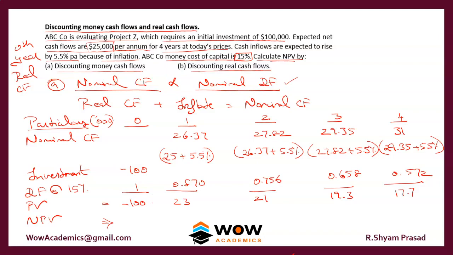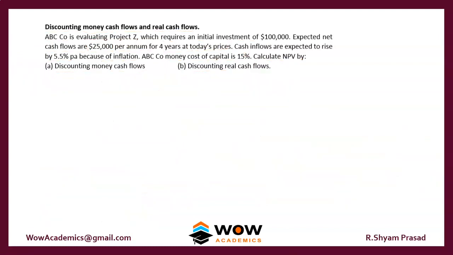So we got the present value. We'll add all of them. Minus 19. So our NPV is a negative 19. So what we'll do is we'll also try the same problem with discounting the real cash flow. So we'll start with discounting the real cash flow.